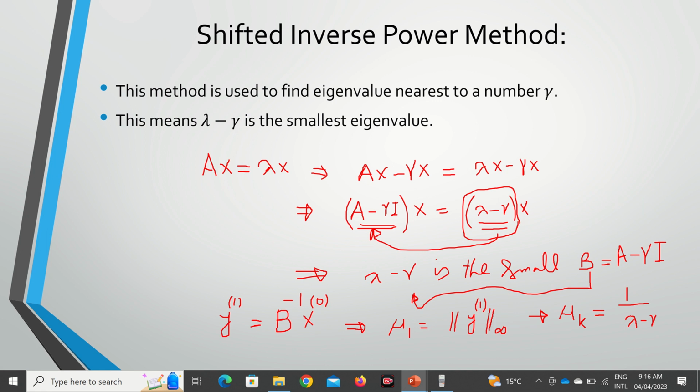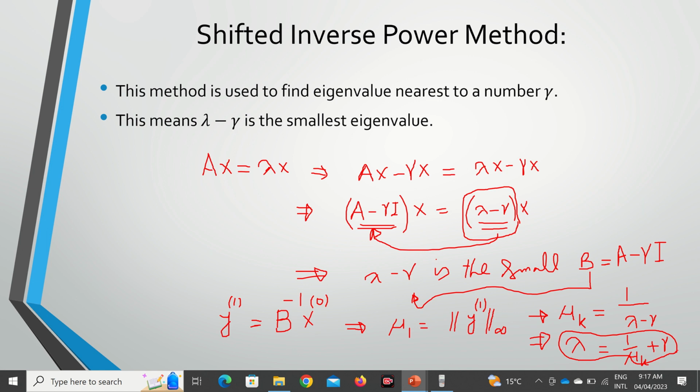But we are interested in lambda, because we want to find lambda. So in this case, lambda is equal to 1 over mu k plus gamma. Okay, mu k plus gamma. So that will be the eigenvalue which will be close to gamma. Is that right? Any question?